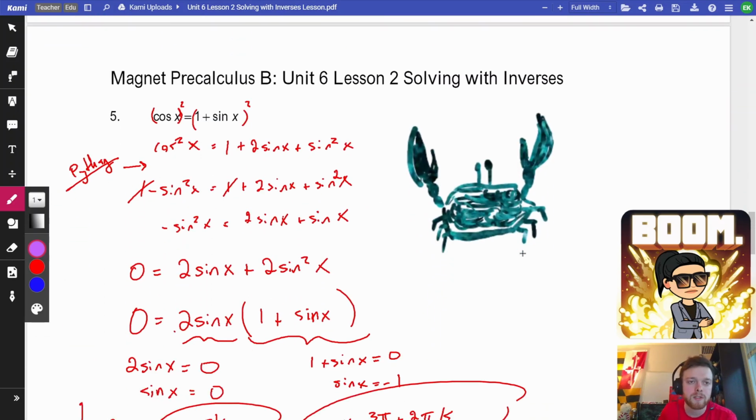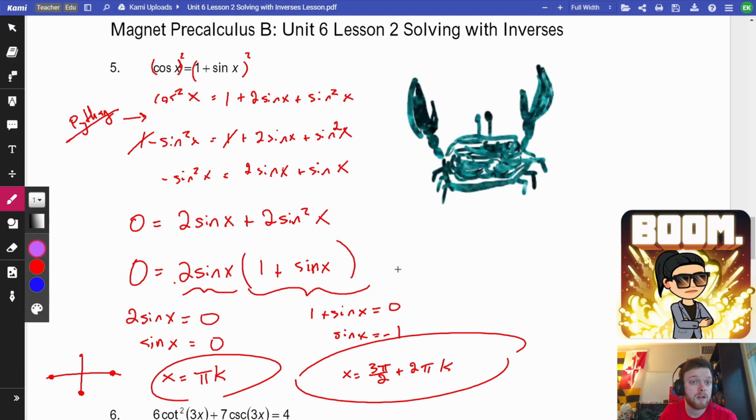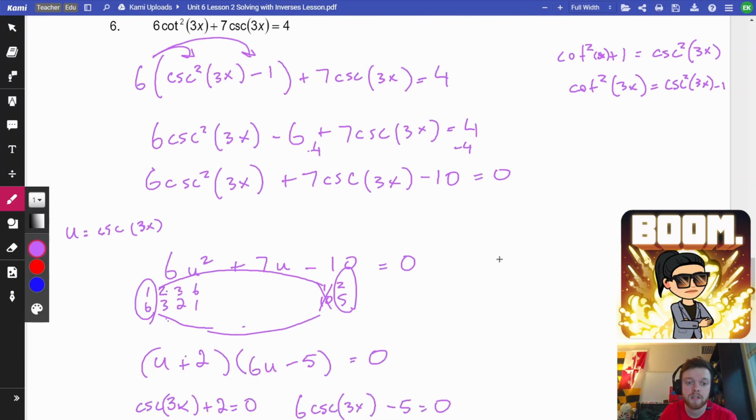We got crabbed by Mrs. Contreras, even though she's not here. But in this problem, we had to square. That was nasty. And then down to number 6, a lot more nasty stuff happened.